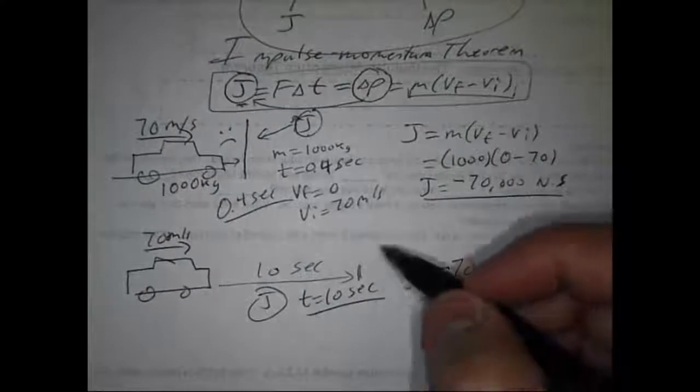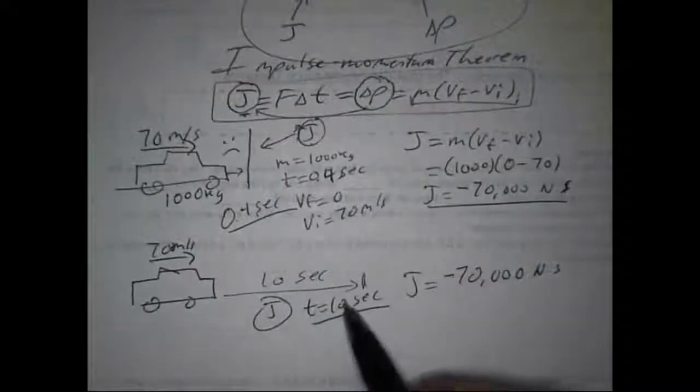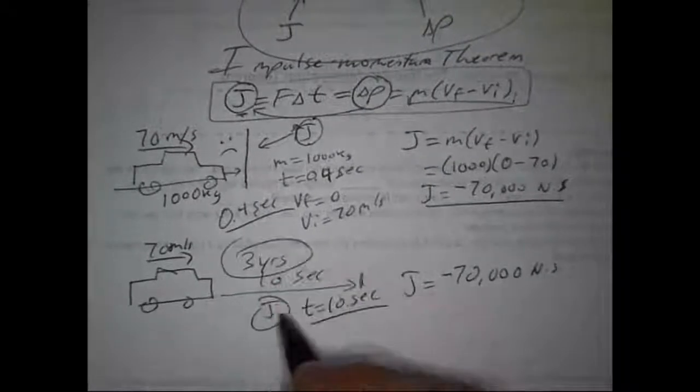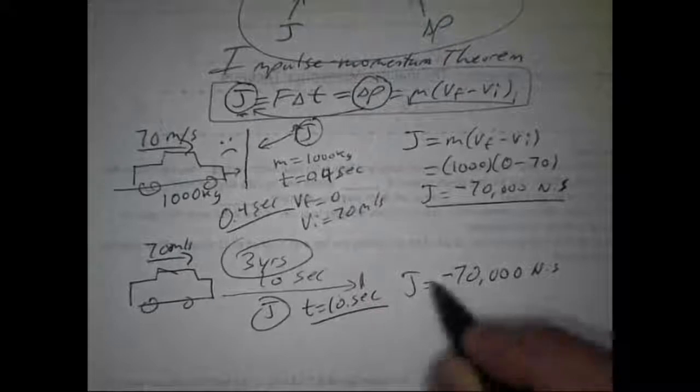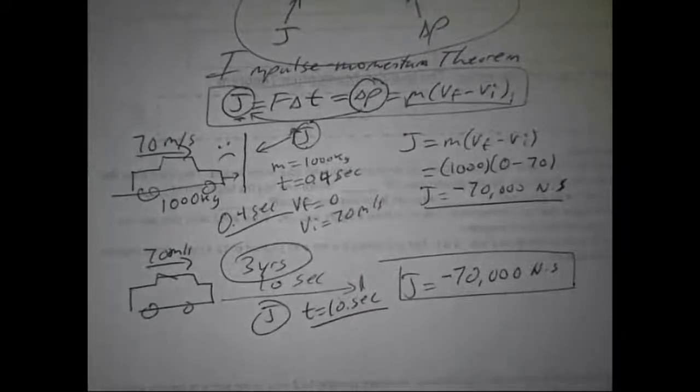I don't care how long it takes you to stop. I don't care if you stop over 0.4 seconds. I don't care if you stop over 10 seconds. I don't care if it takes you 3 years to come to a stop. It still requires an impulse of 70,000 Newton seconds to come to a stop.